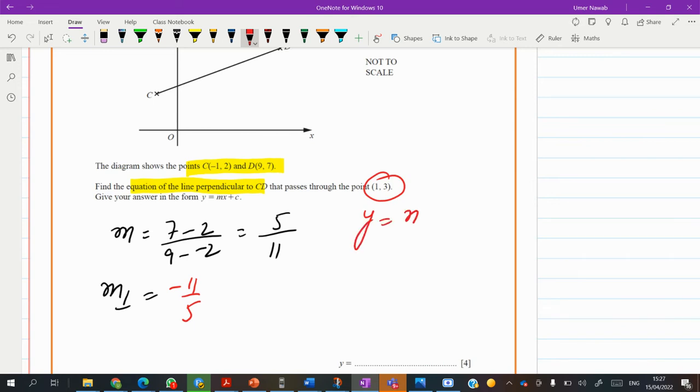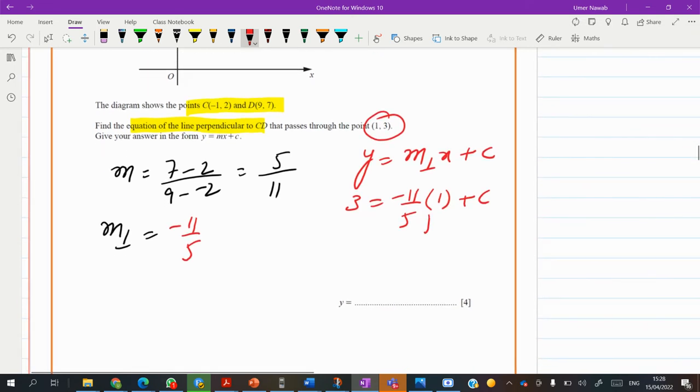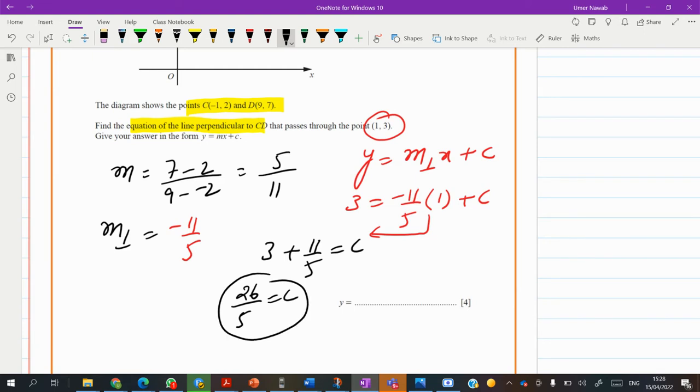So y equals mx plus c. M is the perpendicular gradient, minus 11 over 5. Y is 3, x is 1, plus c. Send this thing to the left hand side. So it gives you 3 plus 11 over 5 is equal to c. So 15 plus 11 is 26 over 5, which is equal to c. C is done. Perpendicular line is done. So y equals minus 11 over 5x plus 26 over 5.